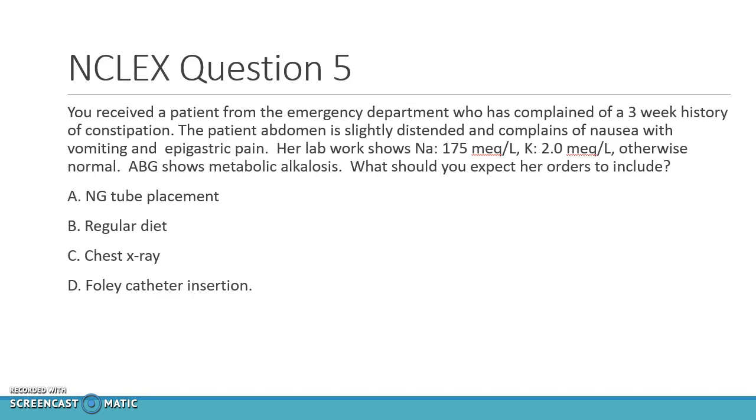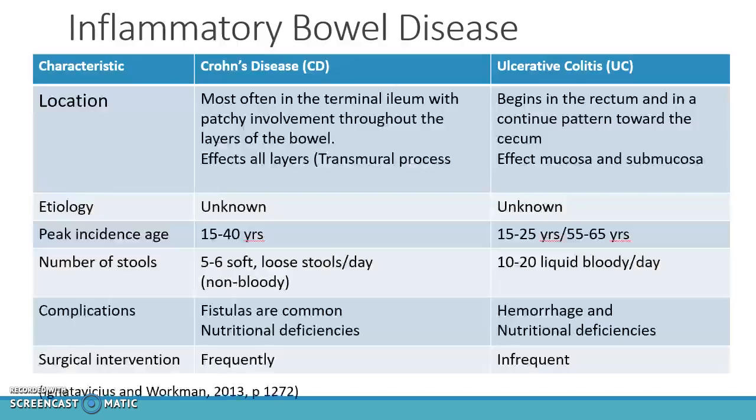So NG tube placement, regular diet, chest x-ray, or Foley catheter insertion. And think about what you're going to want to do and which one are we obstructed? Is it a small bowel or a large bowel? Okay, that'll help you answer the question.